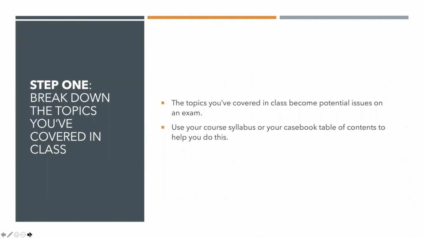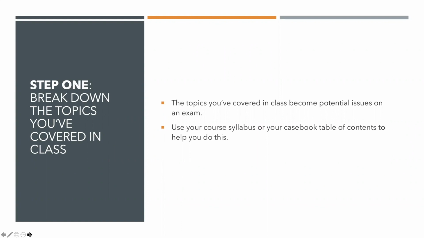So step 1 involves breaking down the topics you've covered in class. The topics you've covered in class become potential issues on your exam. So how do you know what the topics are that you've covered in class, apart from, of course, being in a semester the entire time, learning a bunch of different topics? I think the best part to start with is your course syllabus. How does your course syllabus break down the topics? Start there, and those are the overall topics that you will be learning.